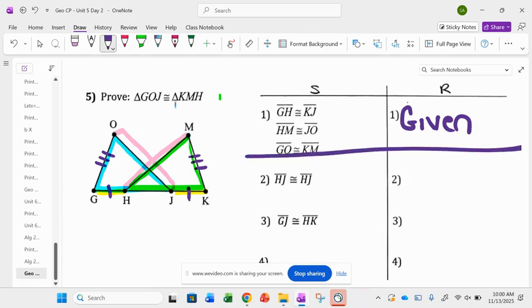And then they're saying, okay, well, I need to go from GH to all of GJ. And I need to go from KJ to all of KH. To get from these small parts to the bigger parts, I need to use HJ twice. And when you use something twice, that's the reflexive property. So they're saying HJ is congruent to HJ, reflexive.